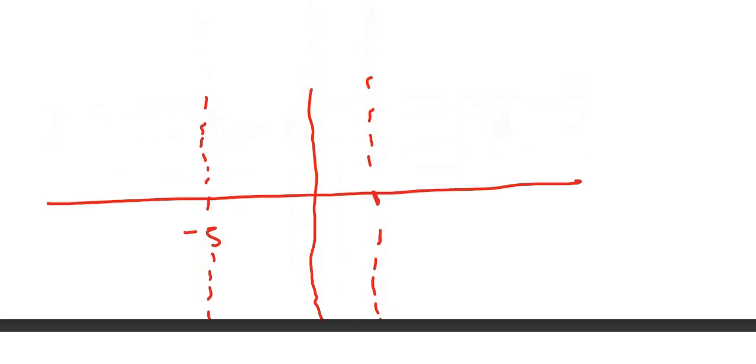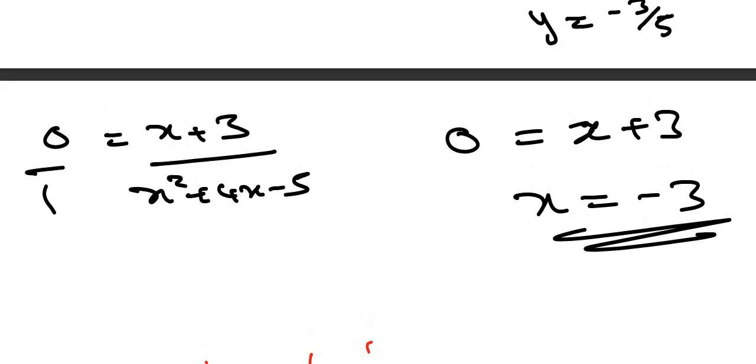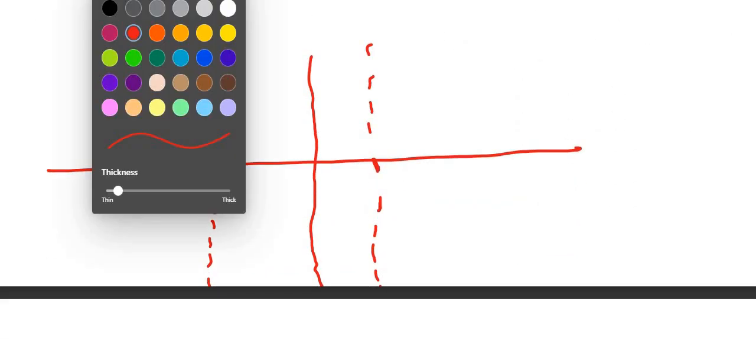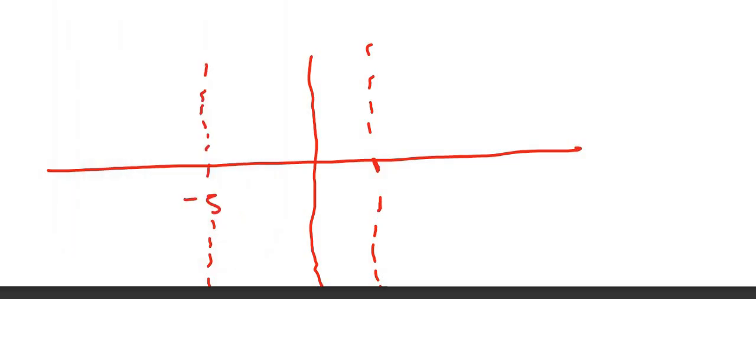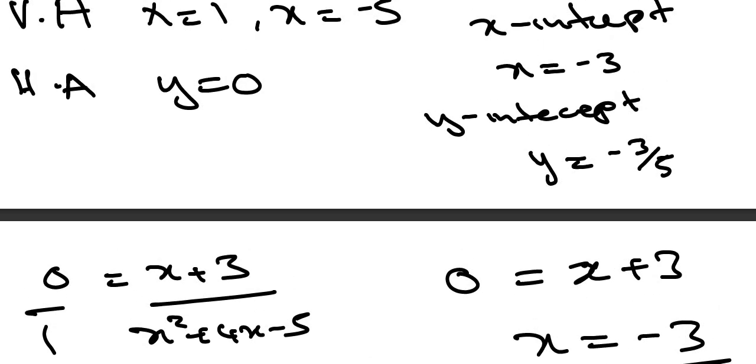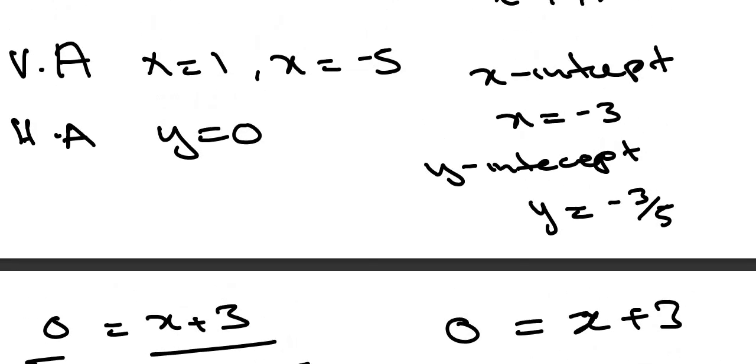Then the horizontal asymptote is y equal to 0. So meaning we should also not touch this line here. Let me put it in black. This line here should not be touched. Horizontal asymptote, is that okay?